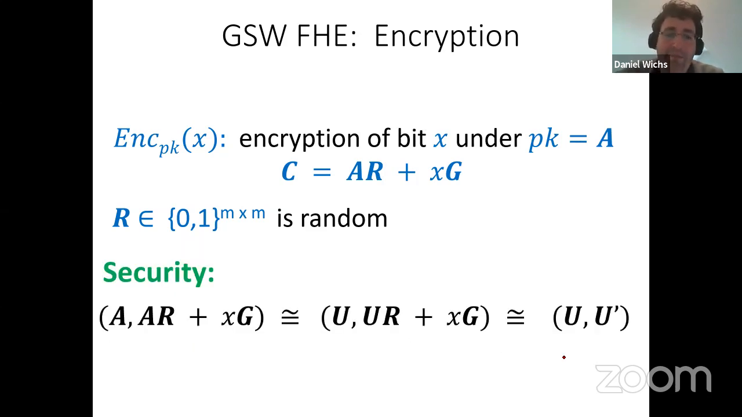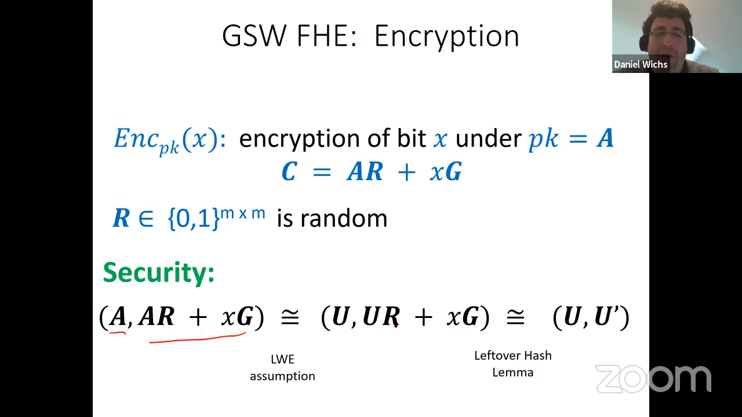So the security of the scheme is really easy to show. It follows in one line here. So if I give you the public key A and a ciphertext AR plus XG, this is some encryption of X. Then by LWE, A is indistinguishable from a random matrix, U. So this looks like U and U times R plus XG. And by the leftover hash lemma, U times R looks like a random and independent value. So if I give you the public key and ciphertext, they just look like two random independent matrices.